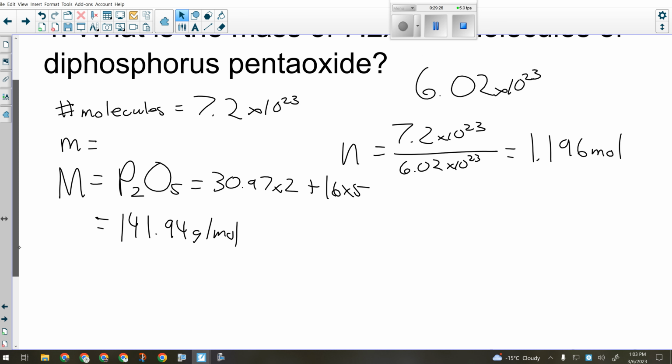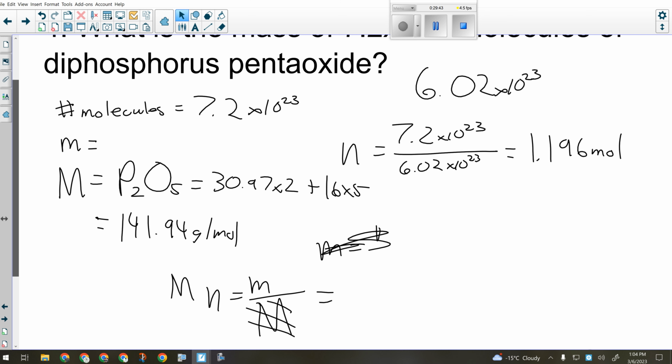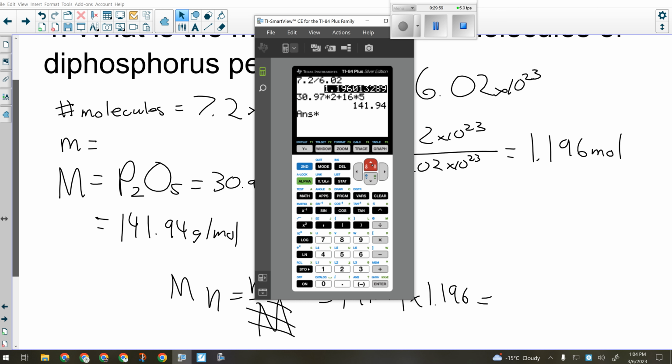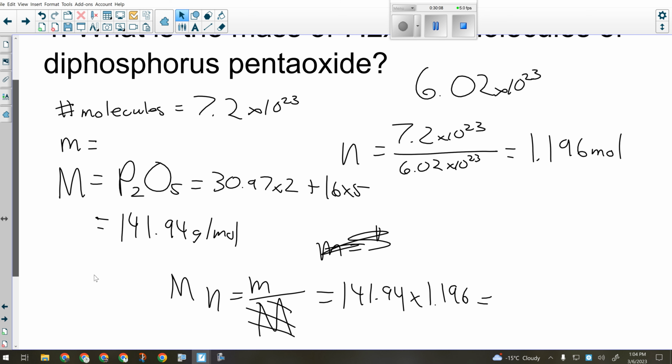Now I can use the mole equation to get little m. Okay, oops, sorry, let's start like this. n equals little m over big M. I want to get little m by itself, so I multiply both sides by big M. So that'll mean 141.94, big M, times n, 1.196, and I'll have my mass. So 169.76 grams would be my mass. Those ones are the trickiest, okay? The fourth type is the trickiest. Questions on those?